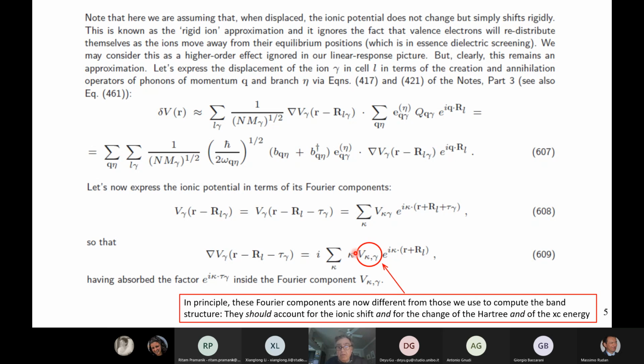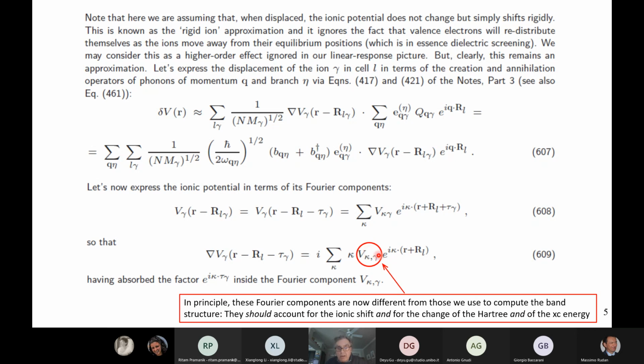In principle, these Fourier coefficients will now be different from those that we can use, for example, from empirical pseudopotentials to calculate the band structure, because this implies a distortion of the electrons, the valence electrons themselves, and all the exchange and correlation functional terms that are associated with that.